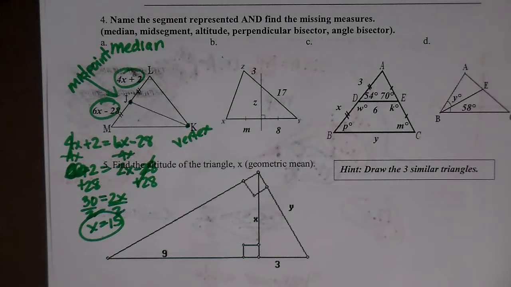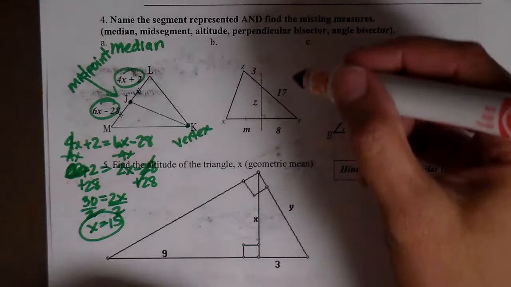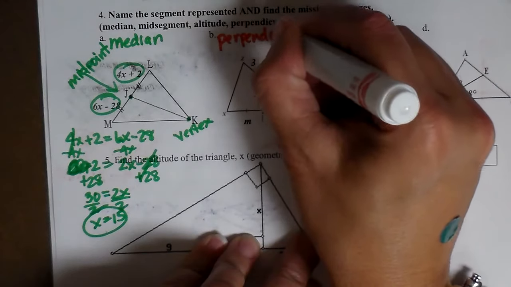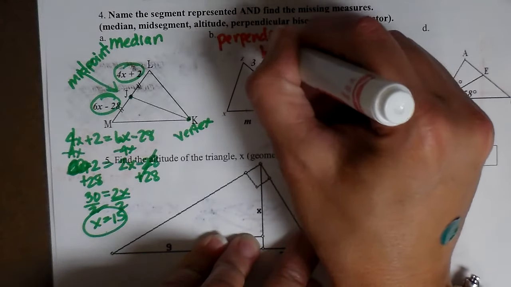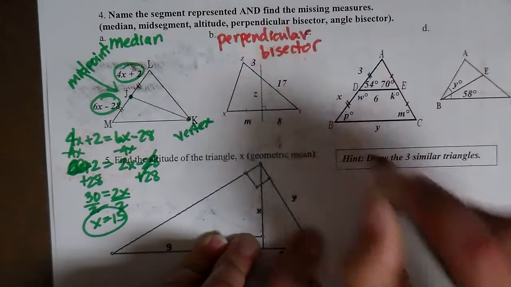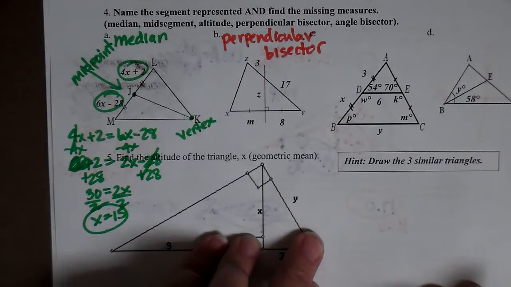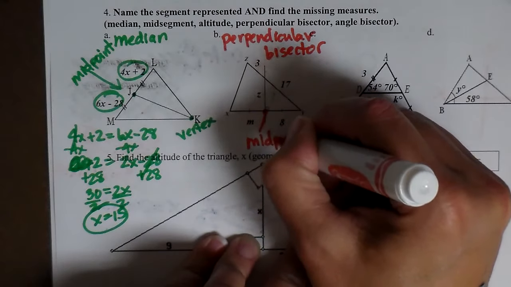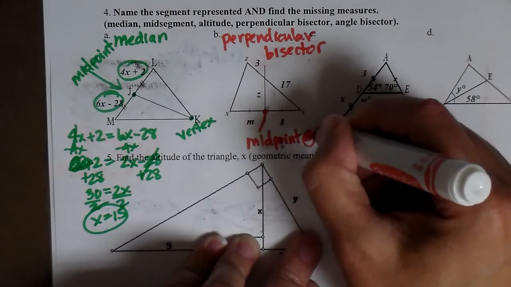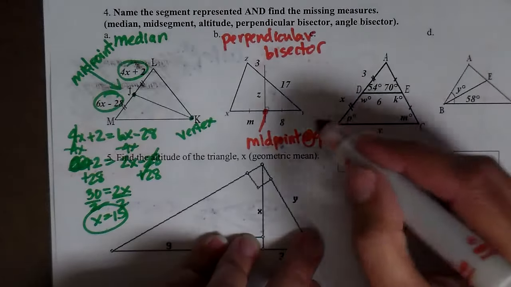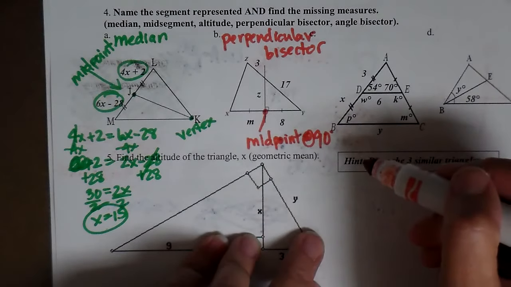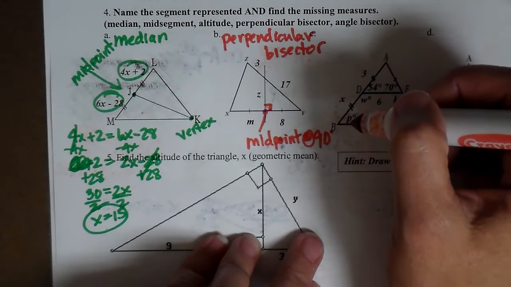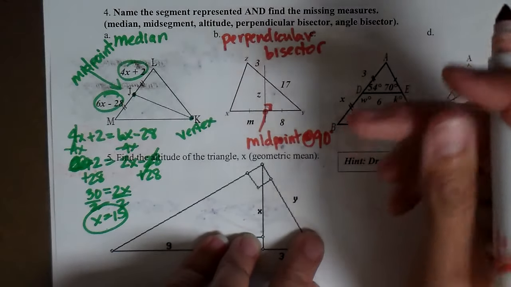So the next one that we're going to look at is a perpendicular bisector. What does perpendicular mean? Intersects at 90 degrees. Bisect, cut in half. So this is a midpoint. So a perpendicular bisector is basically a midpoint at 90 degrees. Now, how do I find Z? Well, if it's a perpendicular bisector, as you can see, it's a right angle. We have a right triangle. What can we use? Pythagorean Theorem.